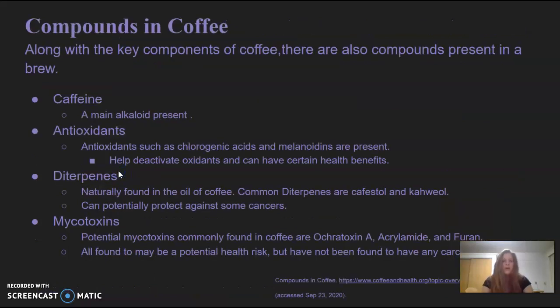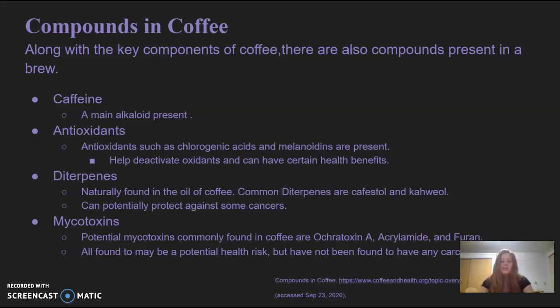According to Coffee and Health, along with the components of coffee, there are also compounds present in the brew. These components are caffeine, antioxidants, diterpenes, and mycotoxins. Caffeine is the main alkaloid present, and in the previous slide we covered what an alkaloid was, or the alkaloids present at least.